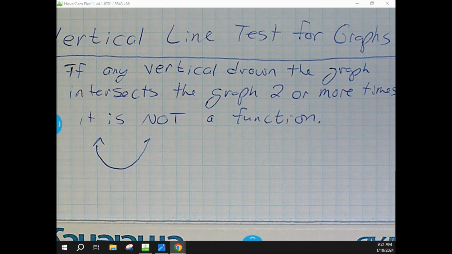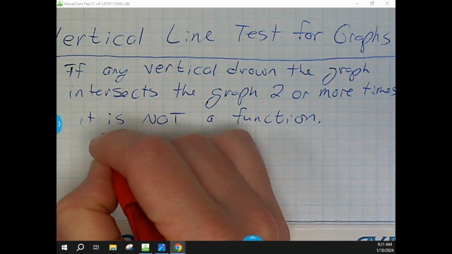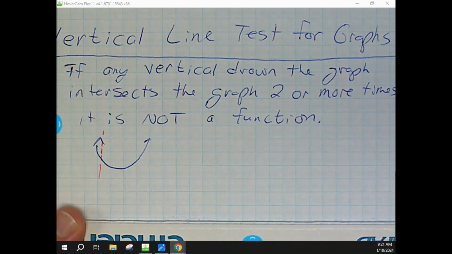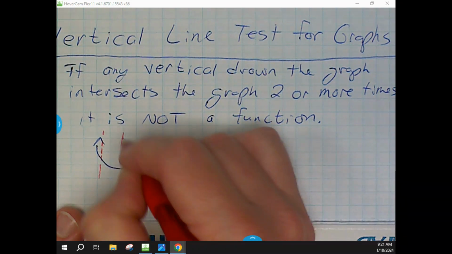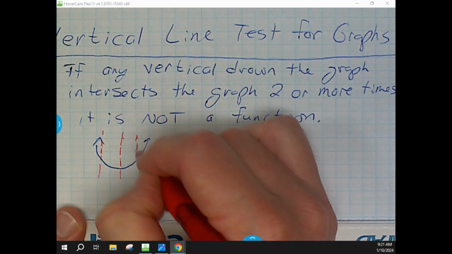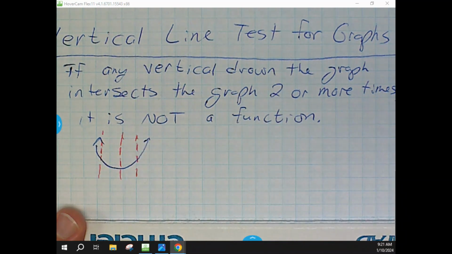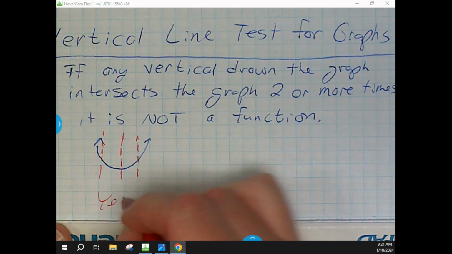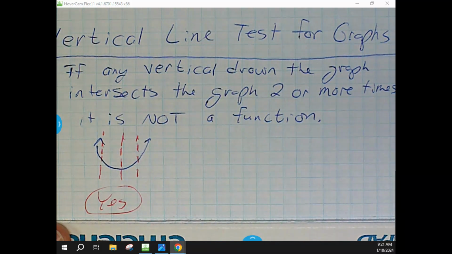Okay, and then you just start drawing vertical lines through it. If I draw a vertical line here, it only hits it one time, so that one's good. Draw a vertical line here, it's only going to hit it one time. Draw a vertical line over here, only going to hit it one time. So they ask you, is this graph a function or not? Yeah, we're good.